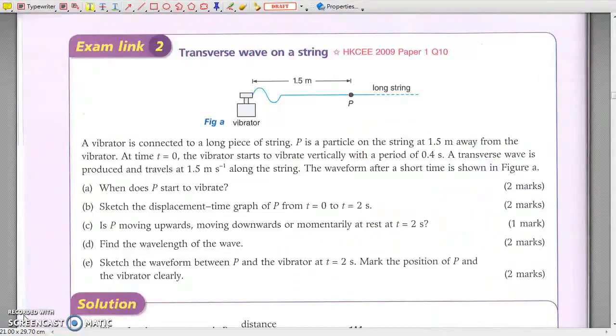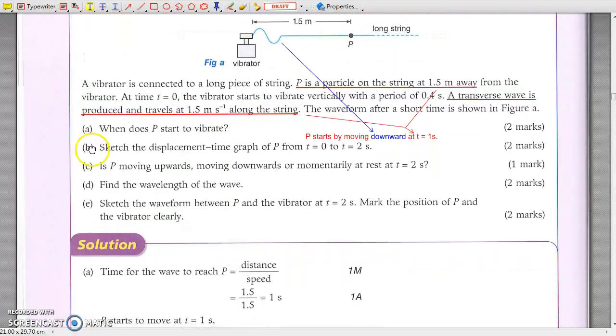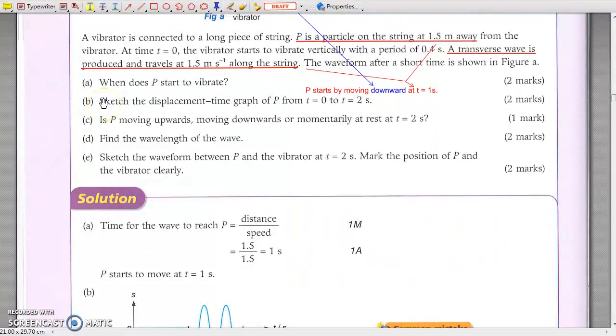Exam link 2. Transverse wave on a string. Okay, it is not quite a straightforward question. I suggest you try it yourself now without looking at the solution below, and then continue this video for my explanation. Part A is straightforward. For Part B, note that particle P starts its motion 1 second after the vibrator starts, and it also moves downwards first, as according to the shape of the wave shown above.